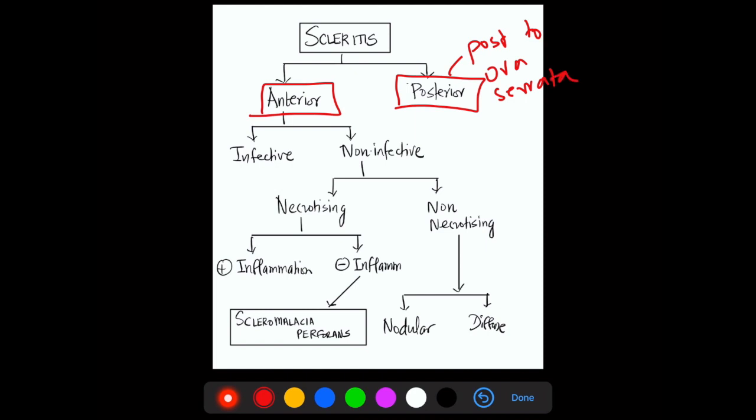That is what posterior scleritis means. We'll discuss it in a moment. But anterior can be infective and non-infective. Why is it important to differentiate infective and non-infective?